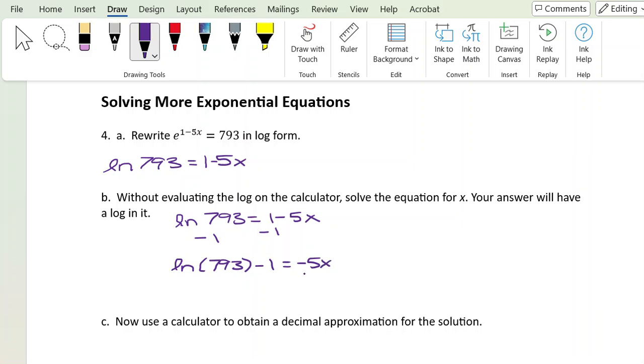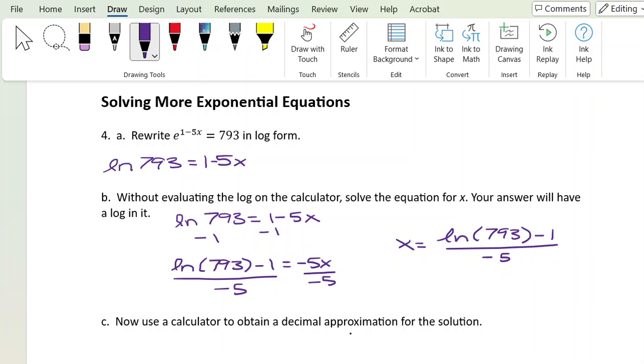Lastly, to get x by itself, I'm going to divide both sides by negative 5. So my answer is x equals ln of 793 minus 1 divided by negative 5. And the reason we're doing it this way is because you're going to have to enter this when you're doing the homework problems in MyLab.